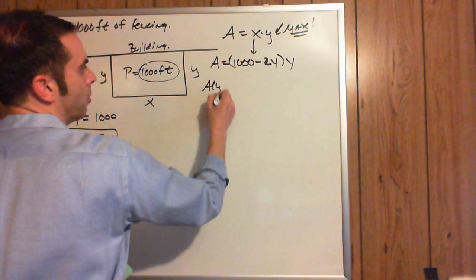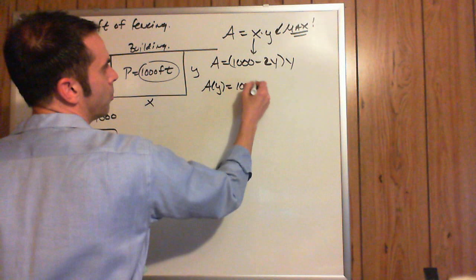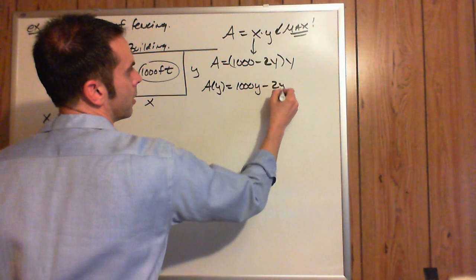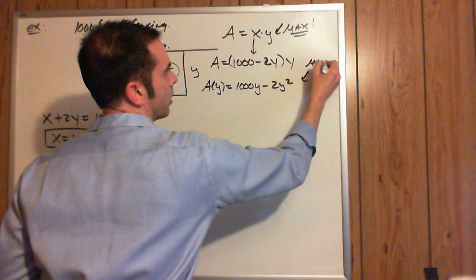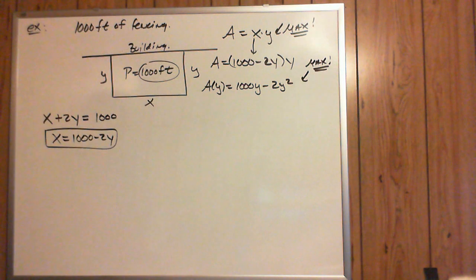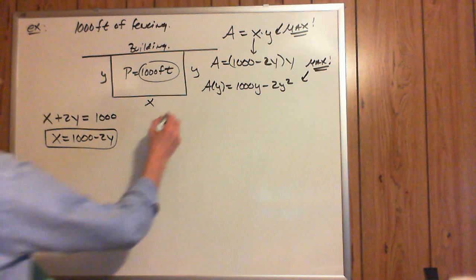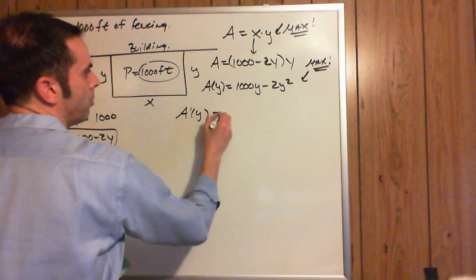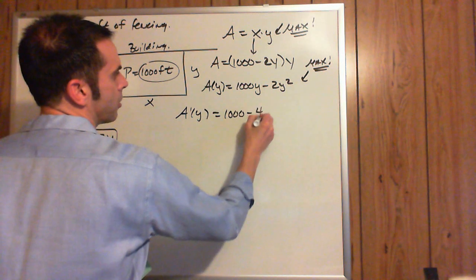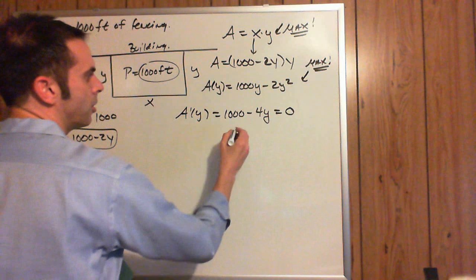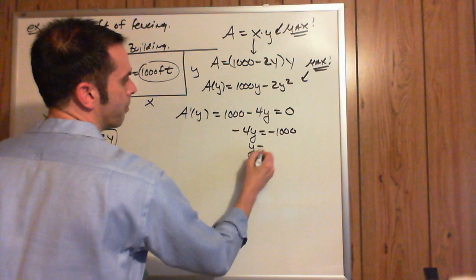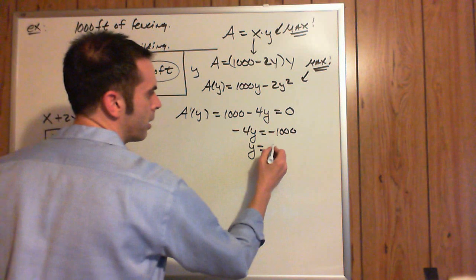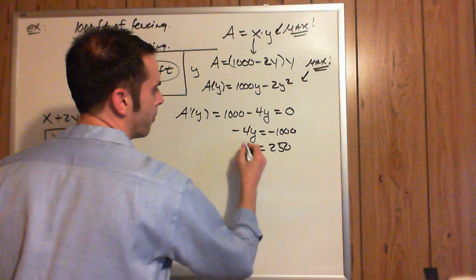I can distribute. So A of y equals 1,000y minus 2y squared. This is what I want to maximize. Now that it's in terms of one variable, I can just easily go ahead and take its derivative. So A prime of y would be equal to 1,000 minus 4y. Set it equal to 0. Negative 4y would be equal to negative 1,000. Divide, and y would be equal to 250.